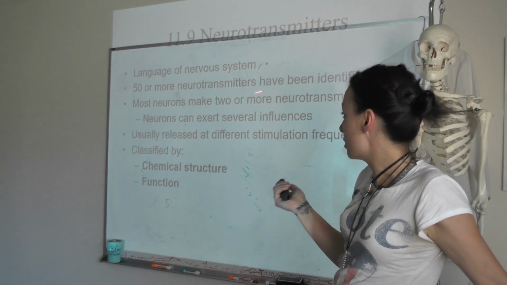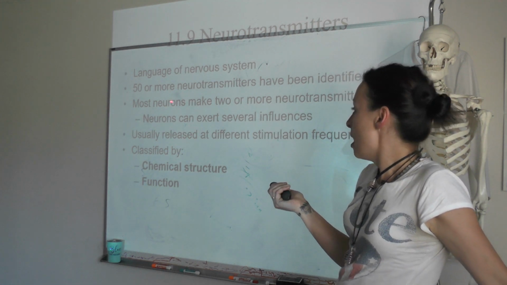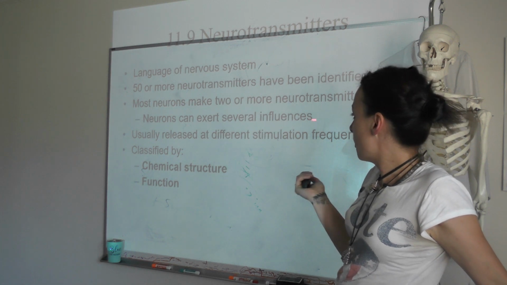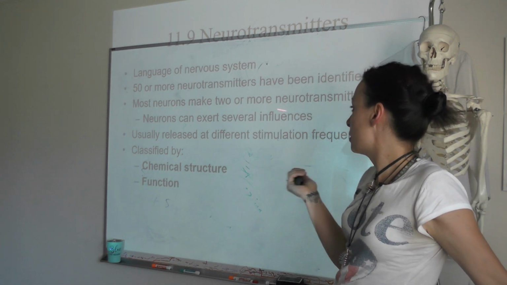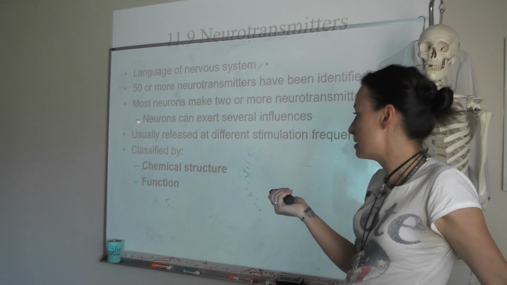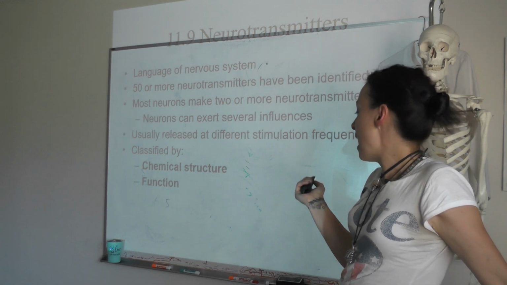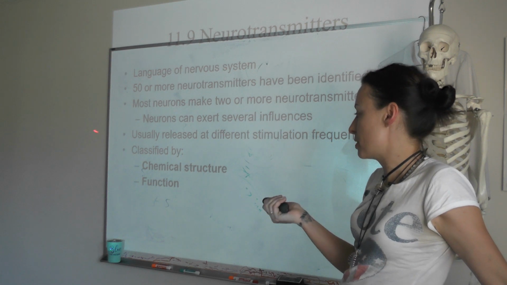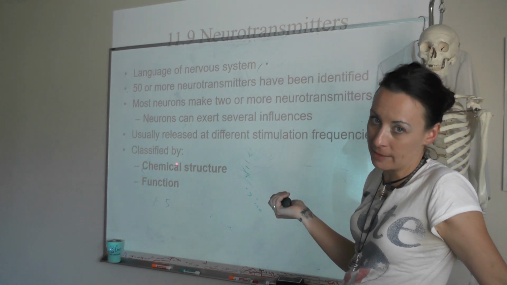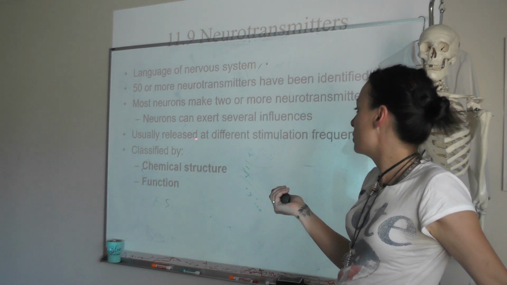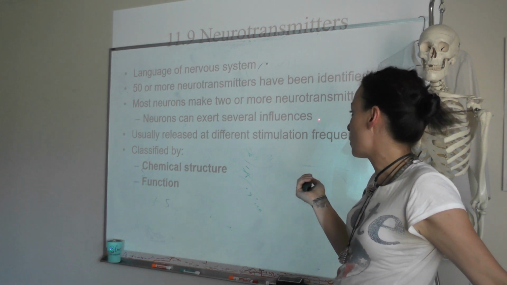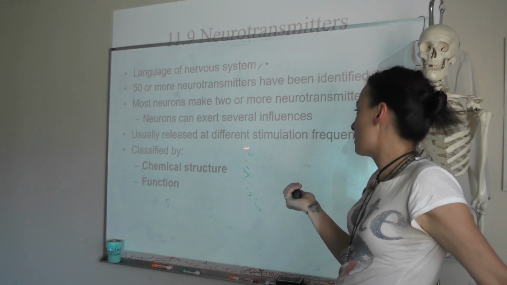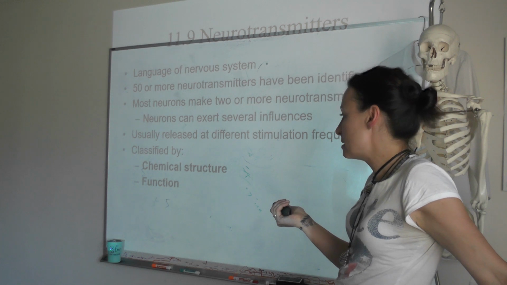So 50 or more neurotransmitters have been identified. Most neurons make 2 or more. Some make only 1. Neurons can have several influences. The influence that they have is determined based on what type of receptor they're interacting with and what's happening then in the postsynaptic neuron. Usually if neurons are releasing more than one neurotransmitter, they are released at different stimulation frequencies.